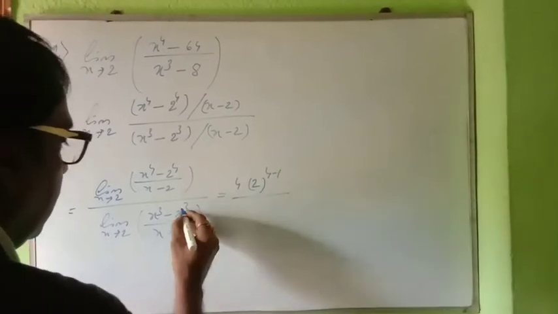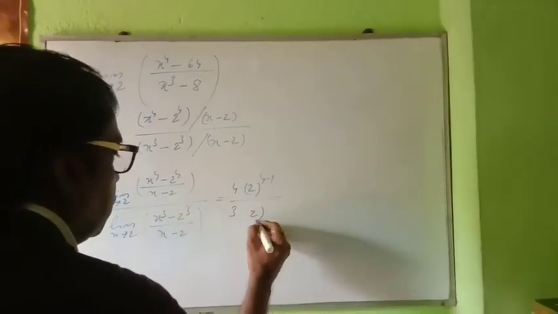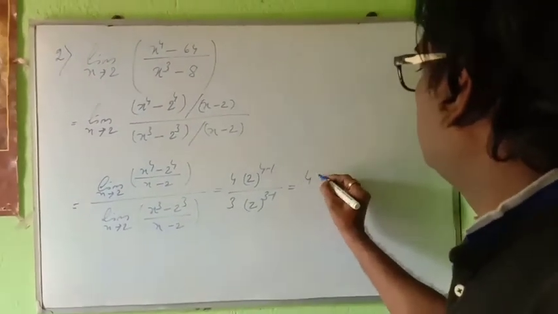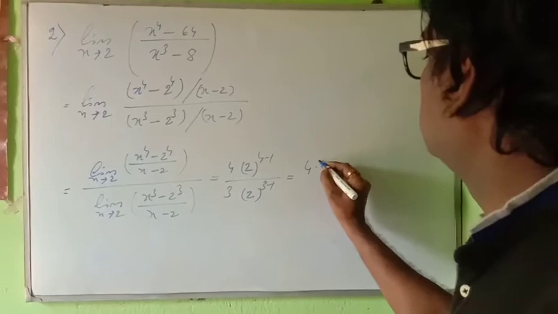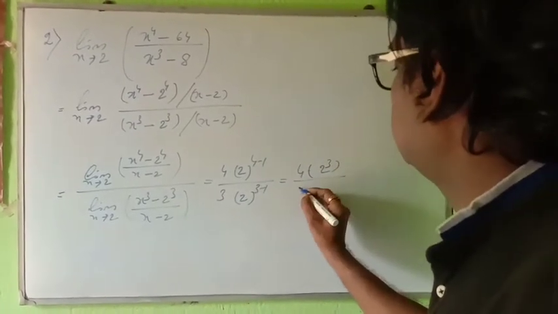And here, n means what? 3. n into a means what? 2 to the power n minus 1, that is 3 minus 1. And then how much are we getting? This is 4. 4 into 2 to the power how much? 2 to the power 3. So the 3 means 8 will be, next page I am writing.